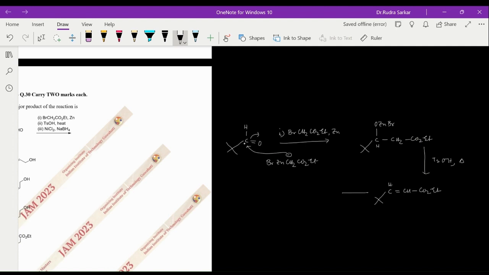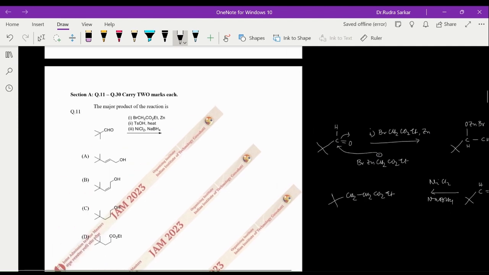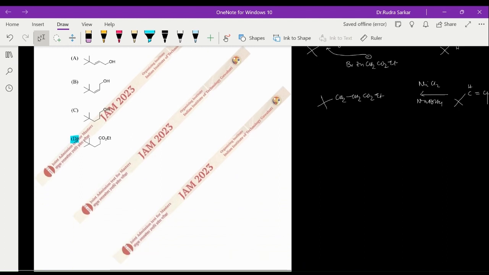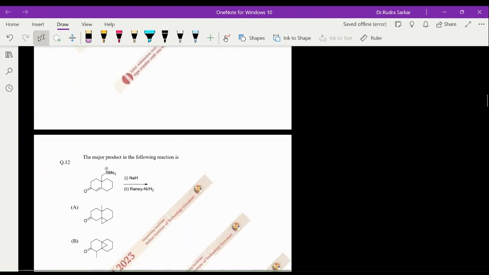Okay, and then if we treat this with nickel chloride along with NaBH4, so this is going to form basically nickel boride, which will be reducing the ene bond, and so the final product that we will get will be something like this. And if we compare, then our product will be D. That means nickel boride does not reduce the ester.